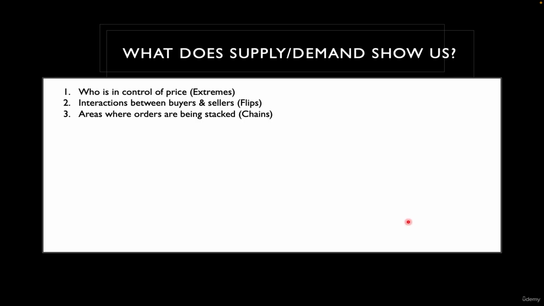So what does supply and demand show us in a little bit more detail? Number one, who's in control of price? Interactions between buyers and sellers, and areas where orders are being stacked.